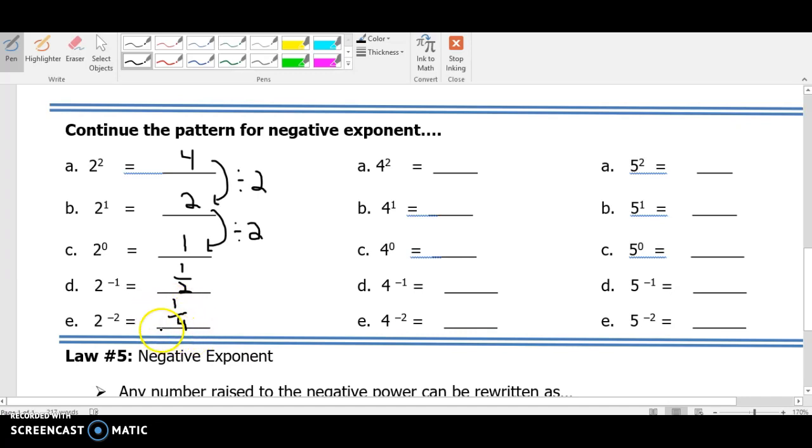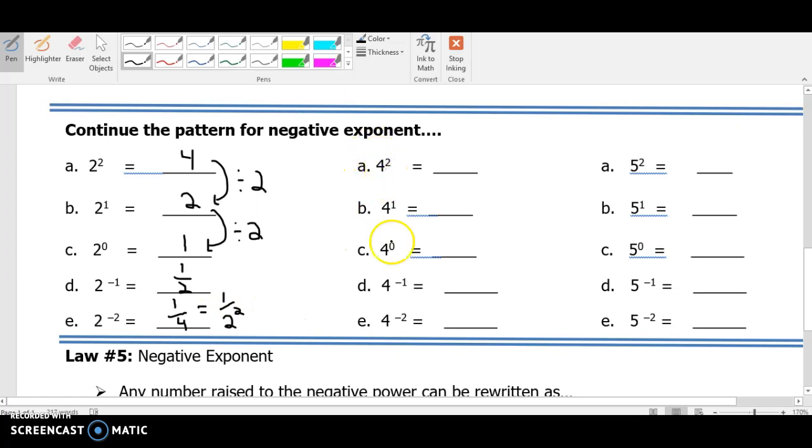But I'm actually going to change how I write this to show you what's going on here. It's not even just 1 over 4. I could rewrite this if I want to as 1 over 2 squared. Do you notice how the negative exponent is now in the denominator? It switched sides from the numerator to the denominator to become positive. That's really the key with this exponent law with negative exponents: moving it to the denominator.